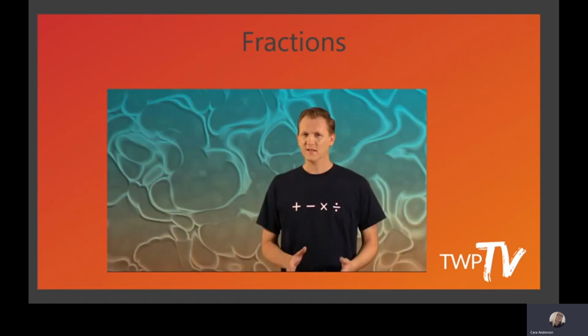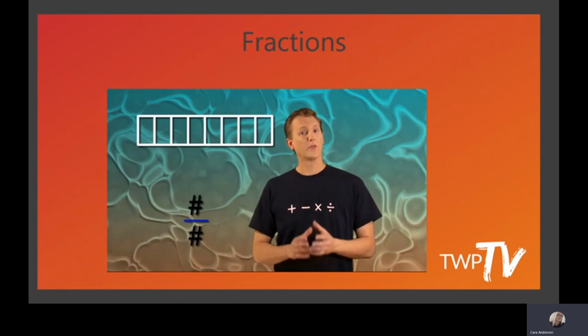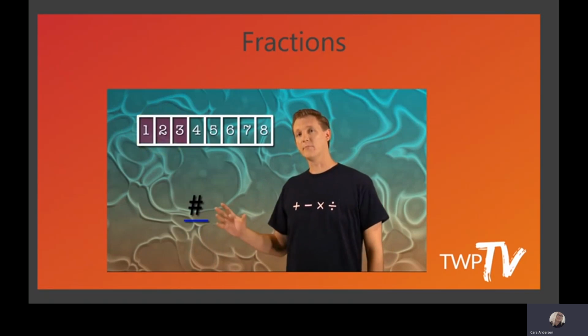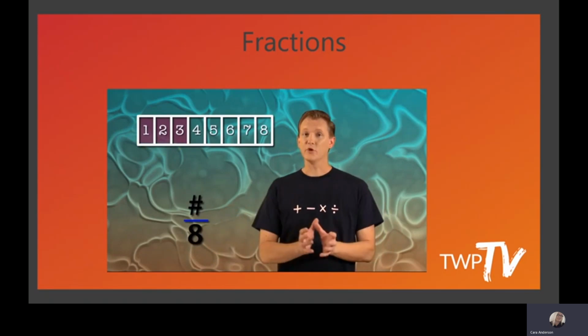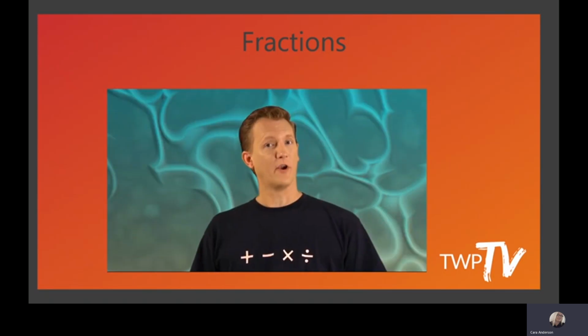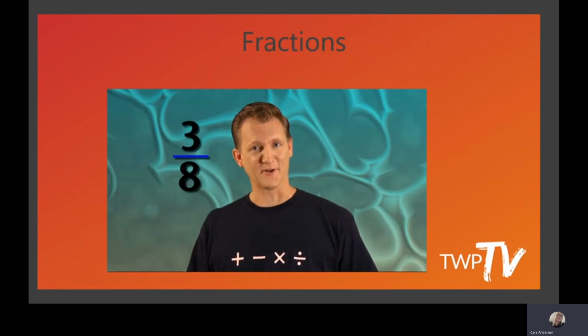Let's try another example. Let's say that I divide a rectangle up into 8 parts and I give you 3 of those parts. Since the total number of parts is 8, the bottom number will be 8. And since you have 3 of those parts, the top number will be 3. So the fraction I'm giving you is 3 over 8, or 3/8 of the rectangle.